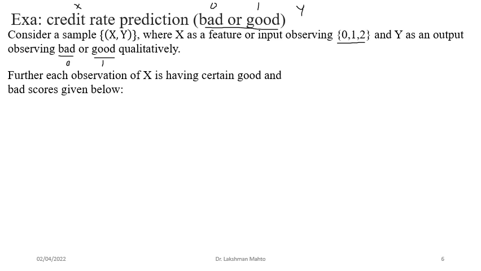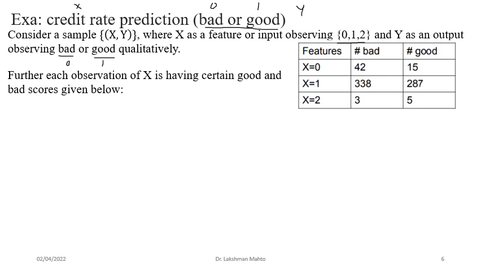Further, the observation of the sample is given like this. We have given a score: the 0th person has 42 bad score and 15 good score, and the 1st person has 338 bad score and 287 good score. That means you have to look further inside in order to collect this bad and good score. And the 2nd person has 3 bad score and 5 good score.